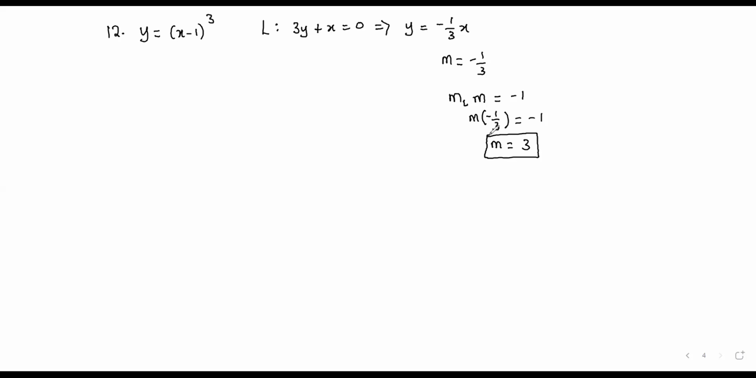Now, how do you find the gradient of the line? We go to the y and differentiate it. dy/dx gives us 3(x minus 1) squared. That is the gradient equation. The first derivative is always referred to as the gradient equation of the tangent. So now we're going to equate this to the required value, because we want them to have gradient 3. So we get the gradient equation and equate it to 3.